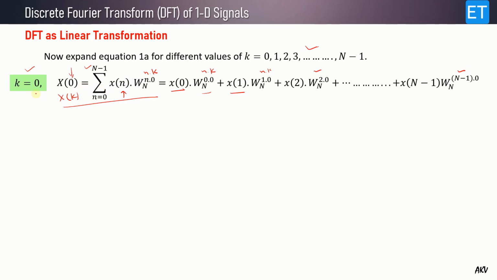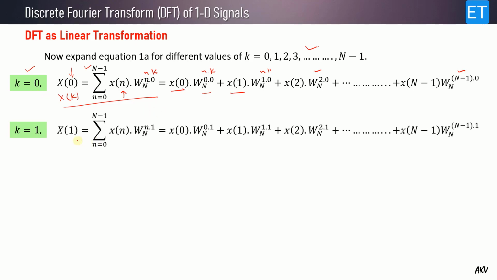Now similarly I will expand for k equal to 1. So when I put k equal to 1, I get X[1], and here you can see that nk, this k is 1, and now I am expanding n from 0 to N minus 1.